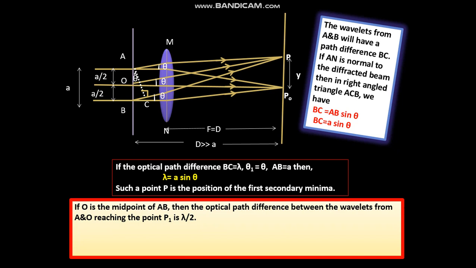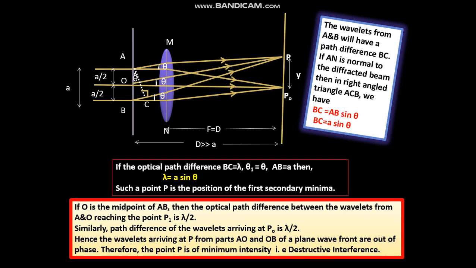If O is the midpoint of AB, then the optical path difference between the wavelets from A and O reaching the point P1 is lambda by 2. Similarly, the path difference of the wavelets arriving at P0 is lambda by 2. Hence, the wavelets arriving at P from parts AO, OB of a plane wavefront are out of phase. Therefore, the point P is of minimum intensity. That is, we have destructive interference.